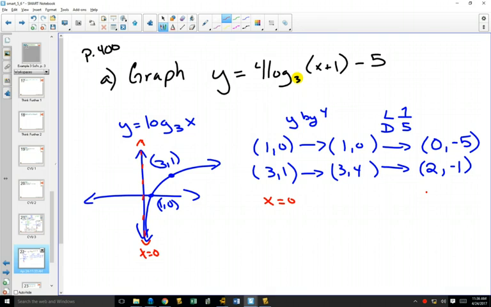And finally, we think about our asymptote. Again, the only thing that's going to affect our asymptote is moving things left or right. In this case, we have moved left 1. So if my asymptote was at x equals 0, now it's been moved left 1 to x equals negative 1.